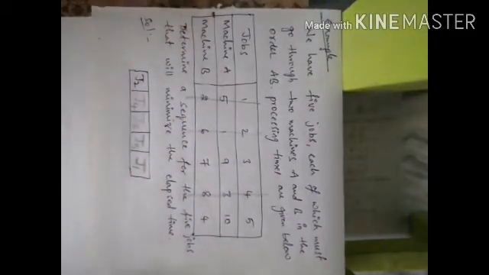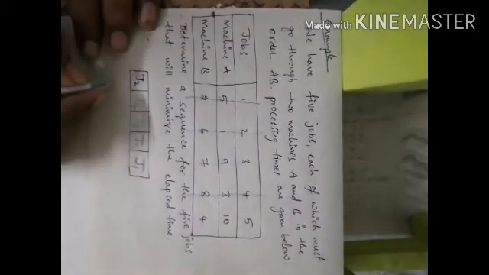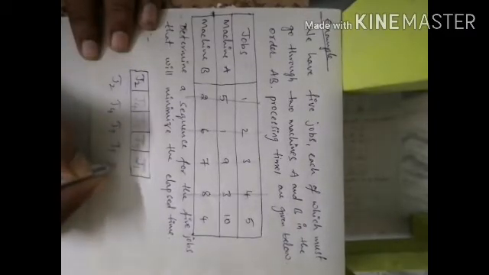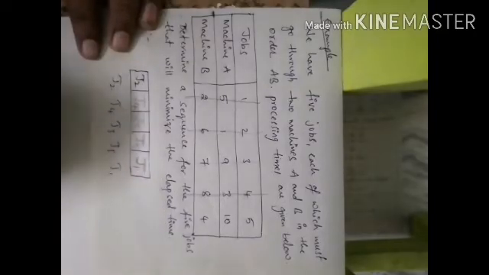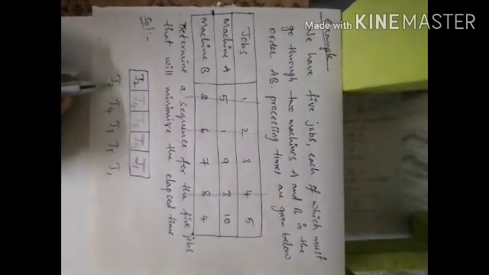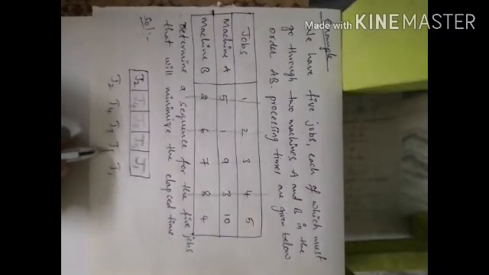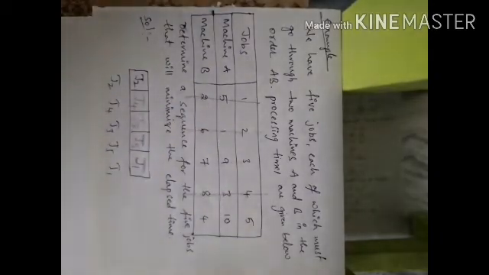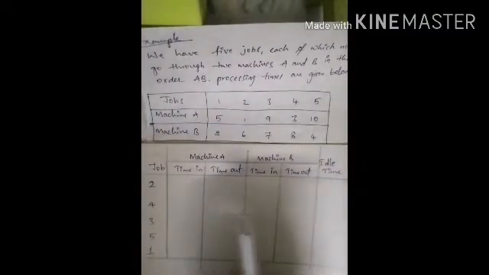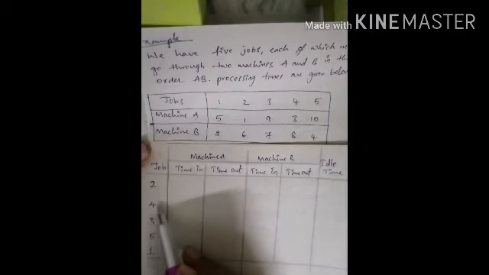So we are getting some sequencing, that is J2, J4, J3, J5, J1. This is the sequence. Means second job should be performed first, then the fourth job, then the third job, then the fifth job, then the first job, performed on machine A and machine B, right? So this is the sequence of the given problem: second job, first, fourth, third, 5 and 1.